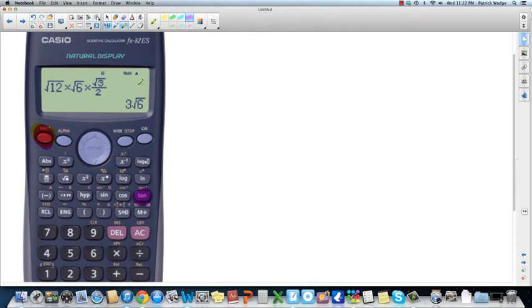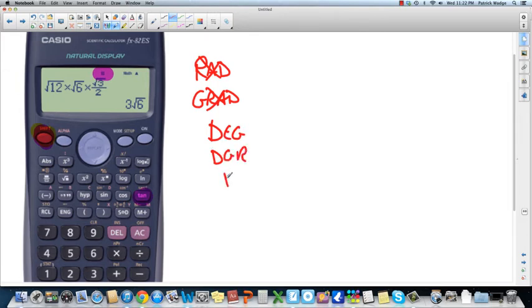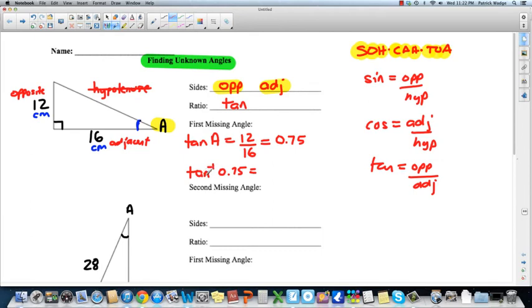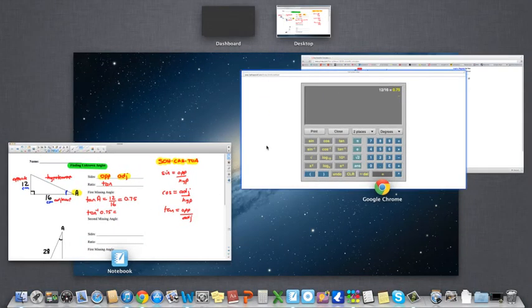The other thing to remind you of is somewhere in your calculator, I think it's right there, it should say degrees, DEG, or DGR. You do not want it to say rad or grad. If you have it on one of those two settings, you're going to get all these questions wrong today. So make sure it's on DEG or DGR, or it might just say D. Okay, so what we want to figure out is the inverse tan, or tan to the negative 1 of 0.75.